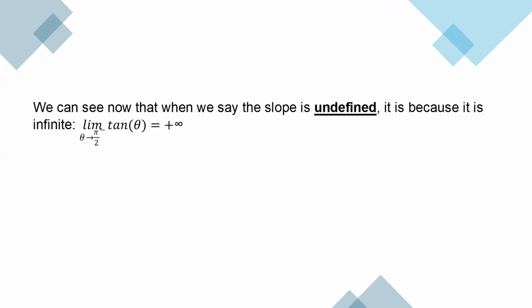Okay. So then we came to the conclusion. This is what we'd write. Now that we say the slope is undefined, it is because it is infinite. So the limit as theta goes to pi over 2, tan theta is going to be positive infinity. It's forever going, right?